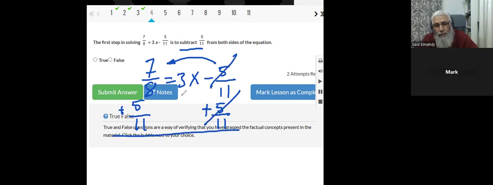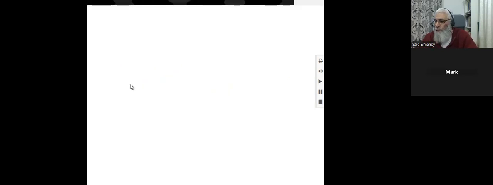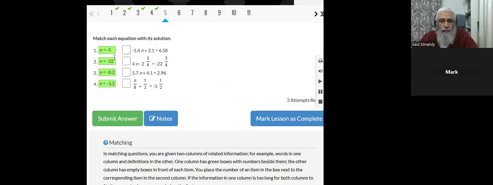The opposite of minus is plus. So this cancels out. This is step number one. Then step number two, after we add this, we can divide by 3. So subtracting is not true. We need to add 5 over 11 to both sides of the equation. All right. So we need to solve all these equations.